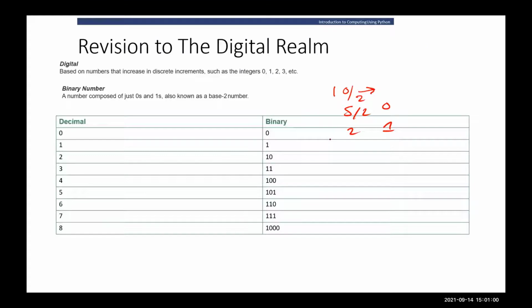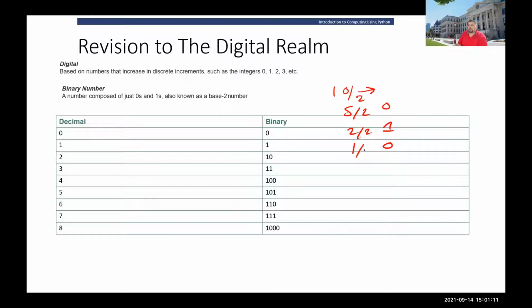Okay. And 2 divided by 2: 1 remainder 0. Remainder is 0 and 1. 1 divided by 2: 0 remainder 1. And we go from bottom to top. So 1, 0, 1, 0 is equal to what? To 10 in decimal. That's in binary, and this is in decimal.